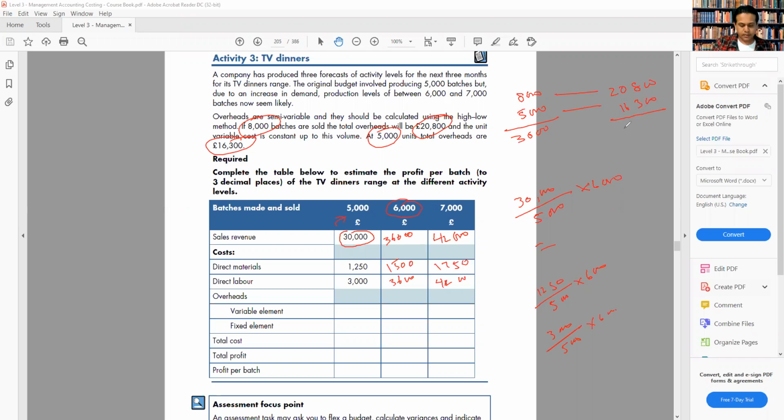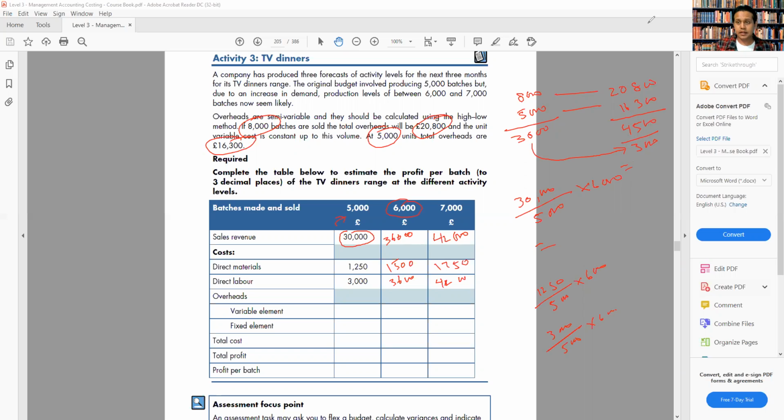So we have 20,800 minus 16,300, 4,500. So if we try to find the variable cost per unit, the difference of the unit will go down, 3,000. If I divide that, that will give me the variable cost per unit.